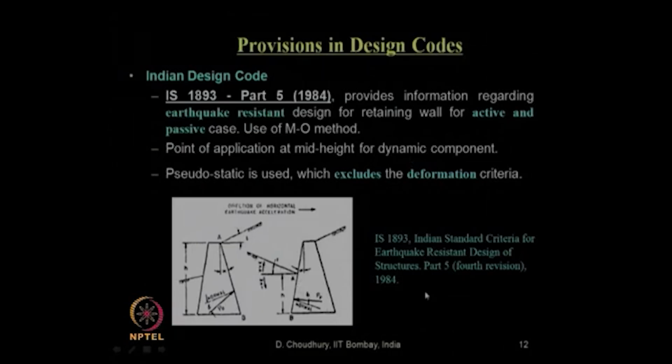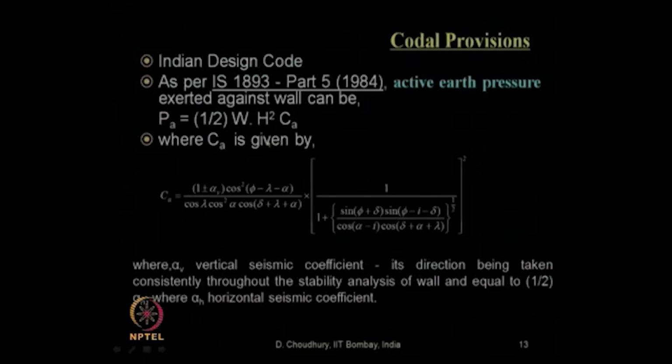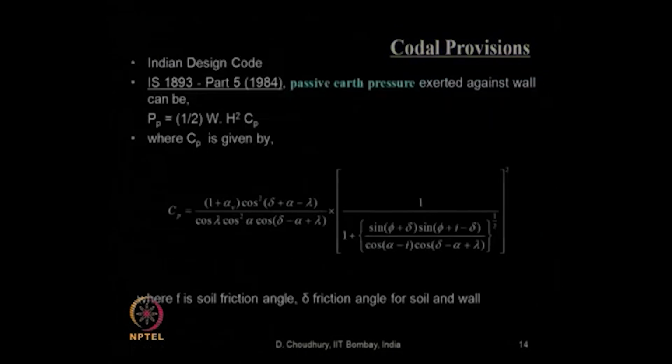That is what the code suggests. And this is the equation to obtain this active earth pressure coefficient under seismic condition using this Mononobe-Okabe approach as per the IS code. So, this formula is nothing but Mononobe-Okabe's equation of seismic active earth pressure coefficient.